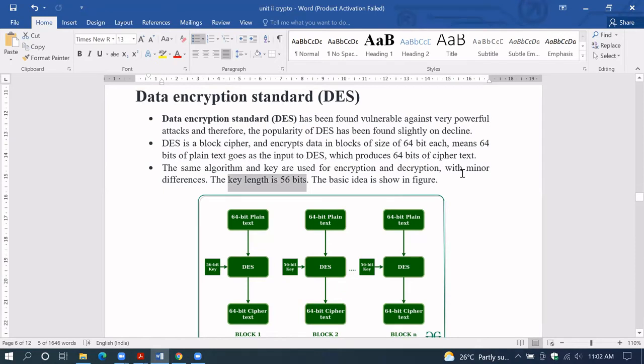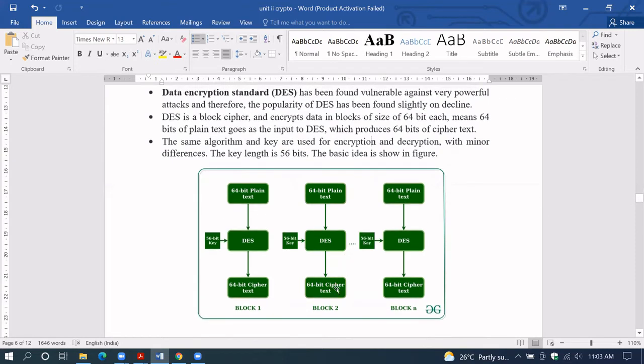Okay, first point which you have to keep in mind is DES is a block cipher. It will use the same algorithm and the key for both encryption as well as decryption. During encryption, the plain text is 64 bits long, and it will obtain an output that is a ciphertext again of 64 bits, whereas the key length here will be of 56 bits. These are the basic points you have to keep in mind of DES. This is the first part.